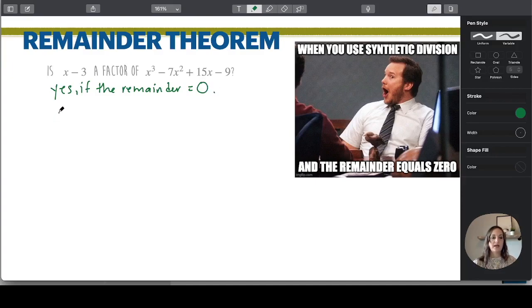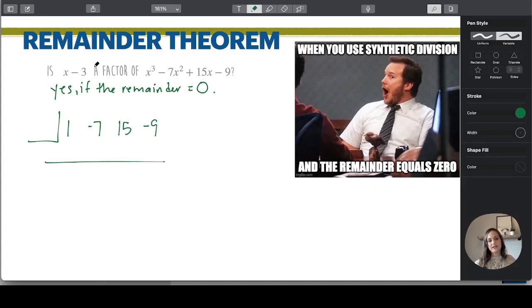So the way we're going to figure this out is we are actually going to do synthetic division. So the coefficient in front of this was 1, the coefficient in front of this is -7, the coefficient in front of x is 15, the coefficient of the constant is -9.